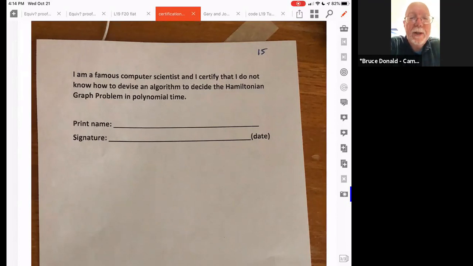So please fill out this form. I'll give you a minute to do that. And then we'll come back with a skit in a minute. But I want to have you all certify that you're famous computer scientists and you don't know how to devise an algorithm to decide Hamiltonian cycle. I've also signed this form, as have the TAs. Okay, good. I'll give you a second to do the quiz.